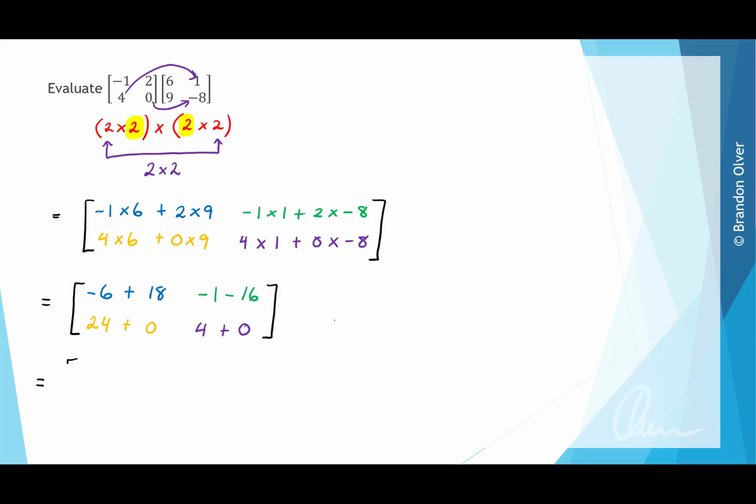So if we evaluate each of those entries, -6 plus 18 gives +12, -1 subtract 16 gives -17, 24 plus 0 is 24, and 4 plus 0 is 4. So that is the answer to this matrix product.